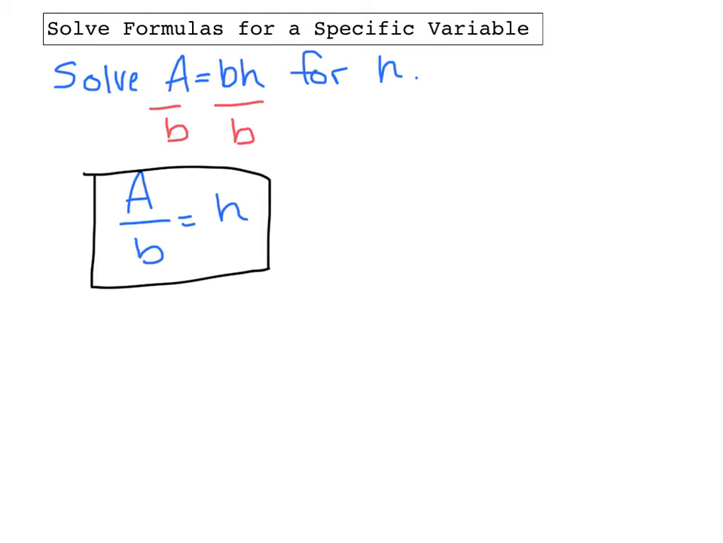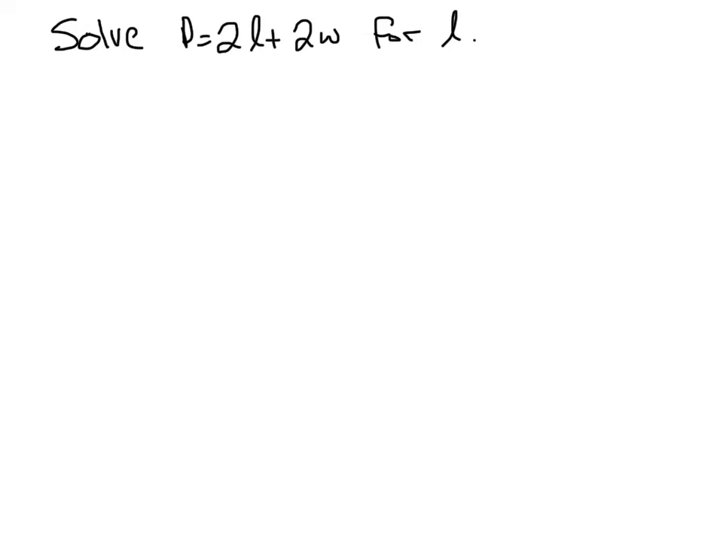The next example will be a little bit more complicated. Here we have solve P equals 2L plus 2W for L. That equation is the perimeter of a rectangle. We're trying to isolate the L. So we're trying to get L by itself. So we need to get this 2 and this 2W out of there.